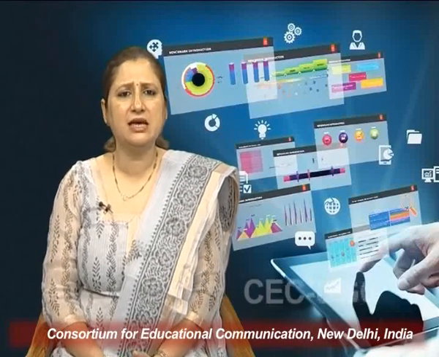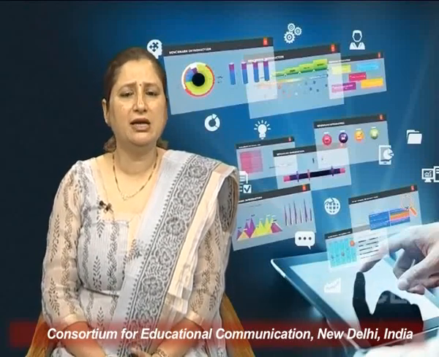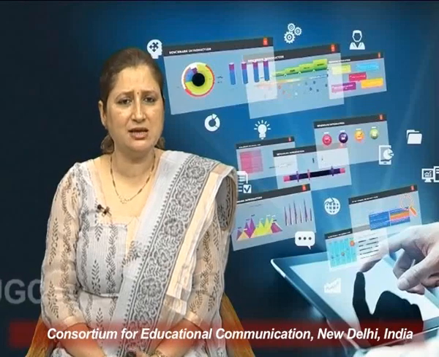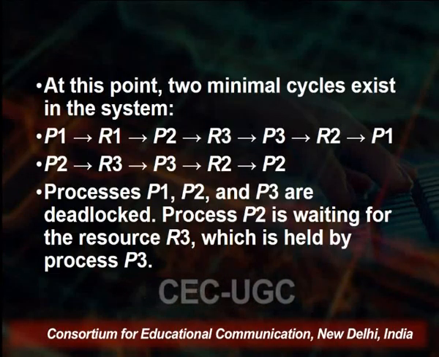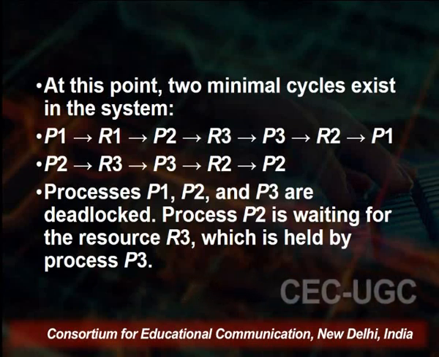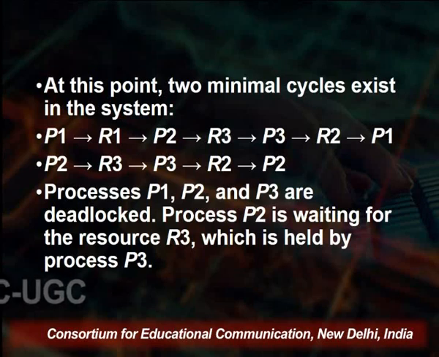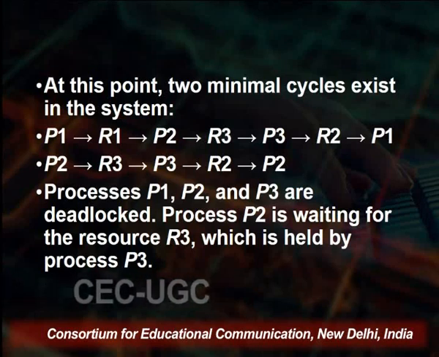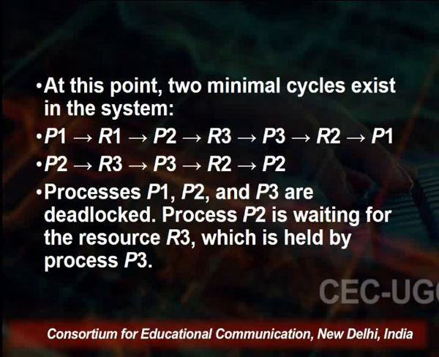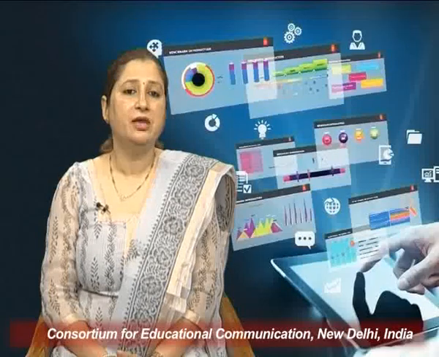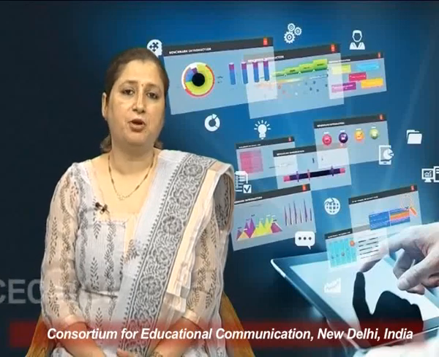So in the other case we understand that there are cycles, P1 R1, P2 R3, P3 R2 and then P1, and still P1, P2 and P3 are deadlocked. Process P2 is waiting for the resource which is held by process P3. So even if minimal cycles are there, then also it will be a problem.